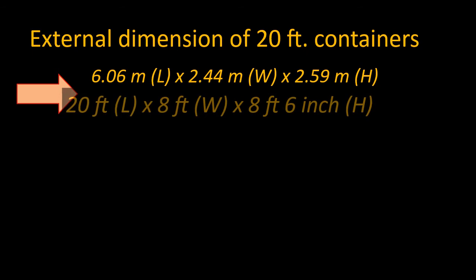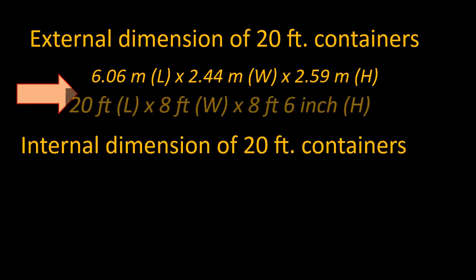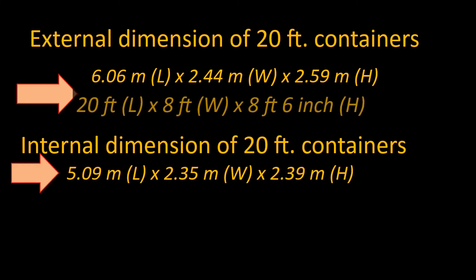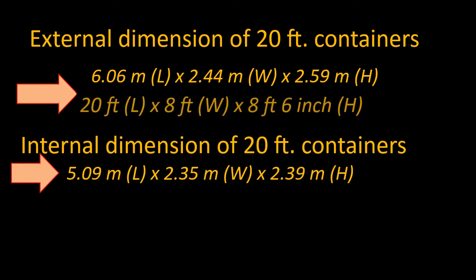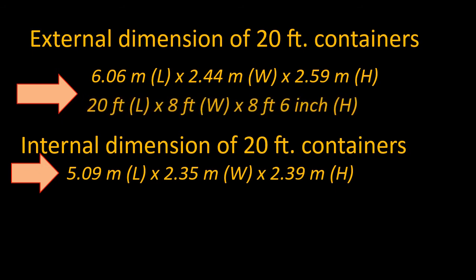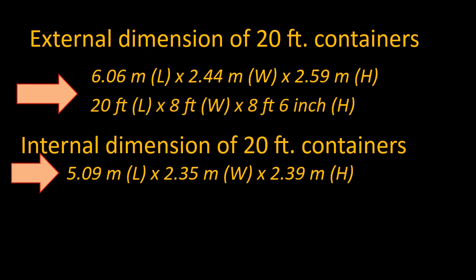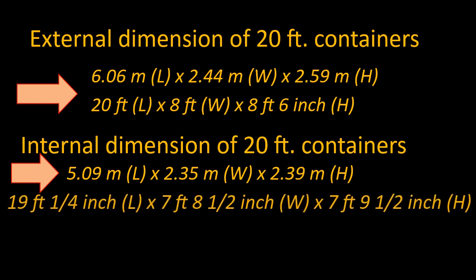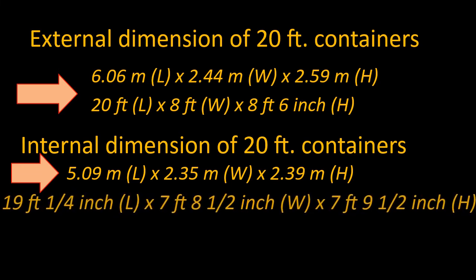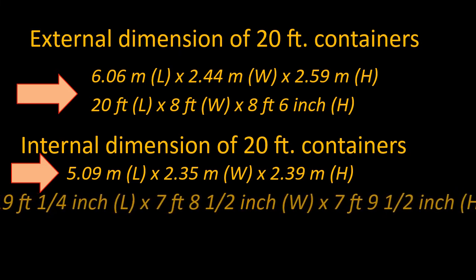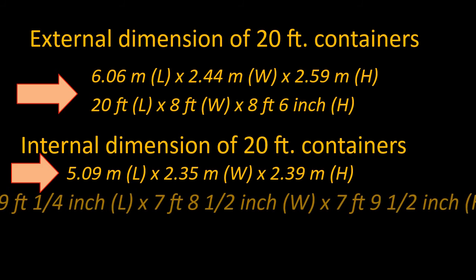Whereas the inside dimension of a 20-footer container is 5.09 meter length times 2.35 meter width times 2.39 meter height, or in feet, 19 feet quarter inch length times 7 feet 8.5 inch width times 7 feet 9.5 inch height.